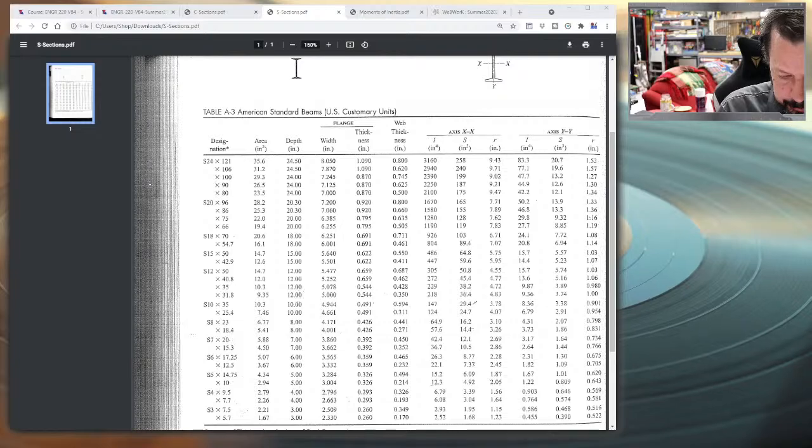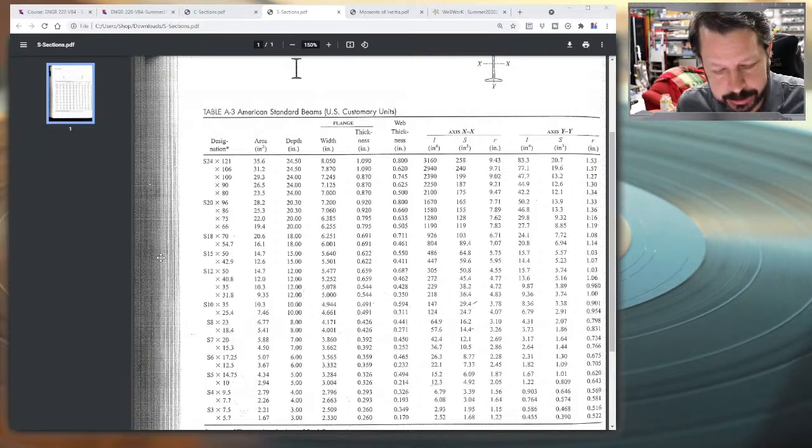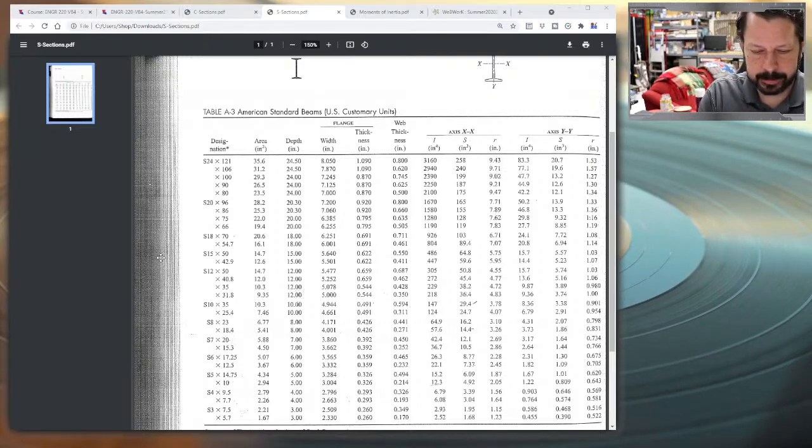On the I-beam, this part is called the web. It sits between 2 flanges. On a T-beam, this part that's kind of highlighted is called the stem.